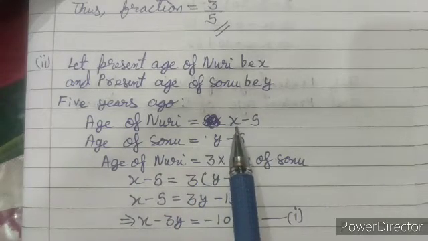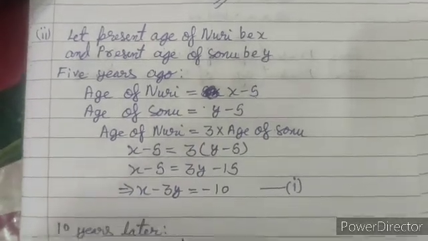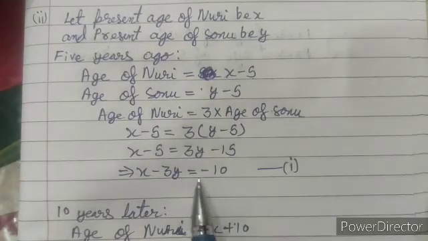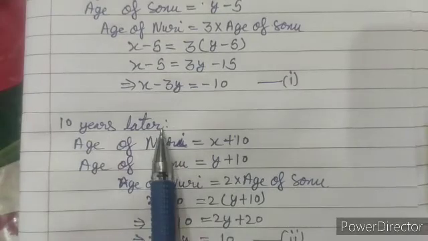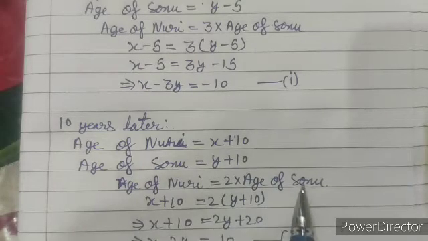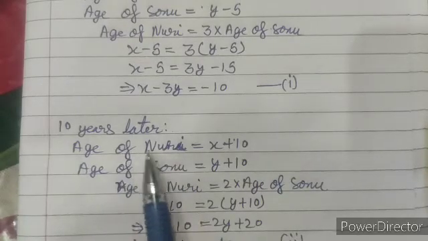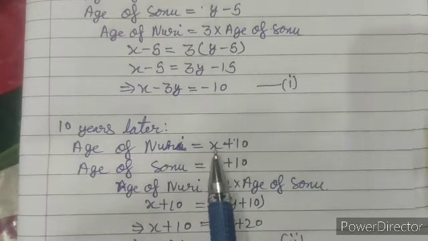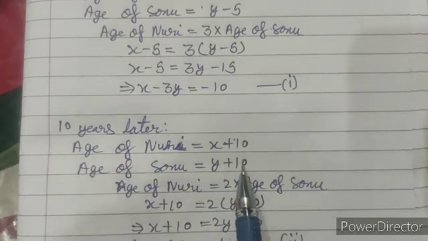That means x minus 5 equal to thrice of y minus 5. And after solving this, we are getting an equation x minus 3y equal to minus 10. Now the second relation is that 10 years later, age of Noori will be twice the age of Sonu, and the present age of Noori is x, so after 10 years her age will be x plus 10.